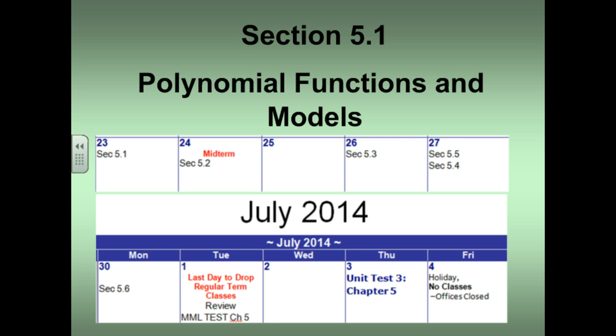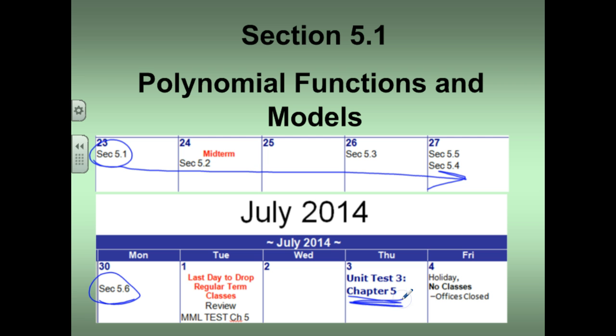Okay, so a little bit about the calendar again. We're starting chapter 5 today. We're going to continue this week through 5.4. We'll do 5.6 next week. Keep in mind the chapter test is Thursday. No school on July 4th, but your test will be due on Thursday. You've got your My Math Lab test that'll be released maybe even as early as Monday, so look for that.